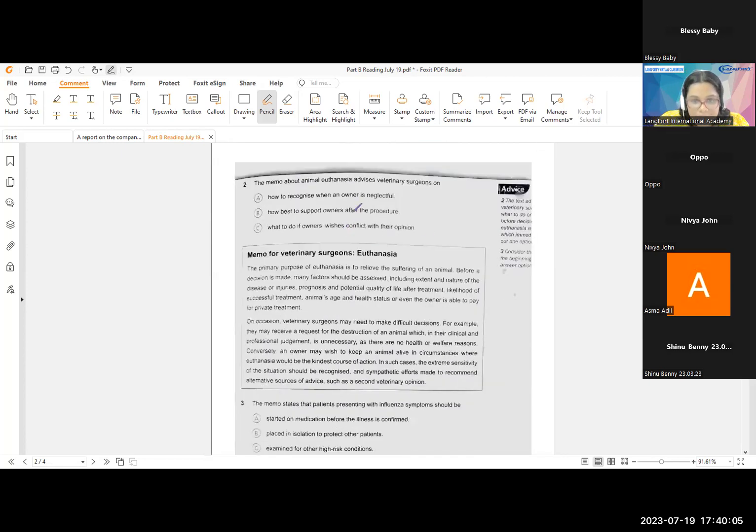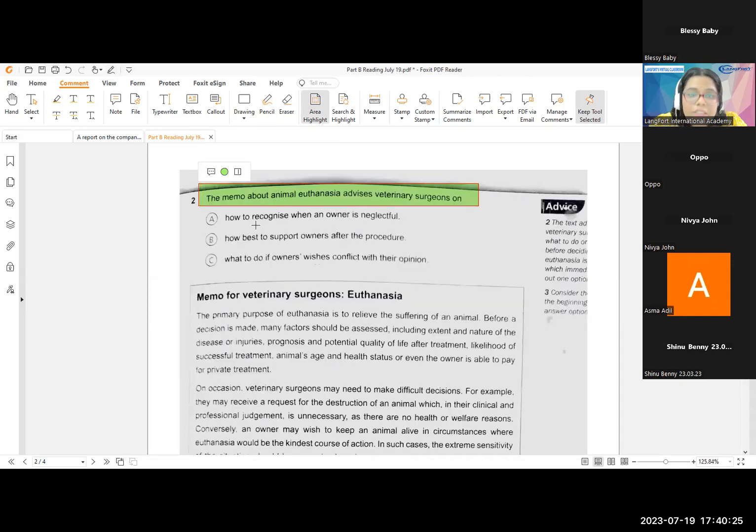Moving on to the second question, which is again a very good one. Let's have a look at the second question. Jyoti, can you read the second question for me, please? The memo about animal euthanasia advises veterinary surgeons on. I want all of you to read the question. The memo, so we know we are going to read a memo. The memo about animal euthanasia. Euthanasia is mercy killing, okay? Animal euthanasia advises veterinary surgeons on.